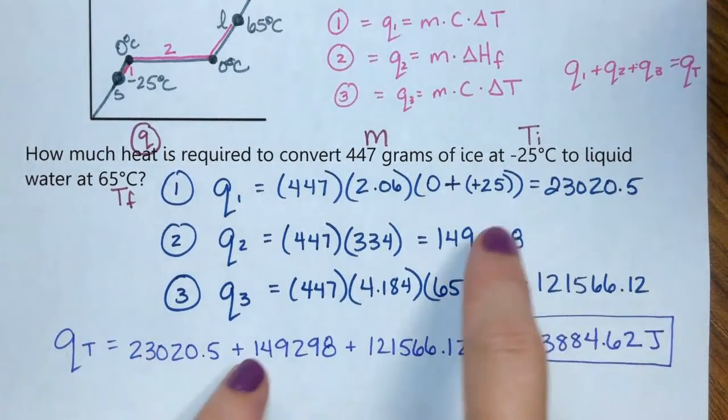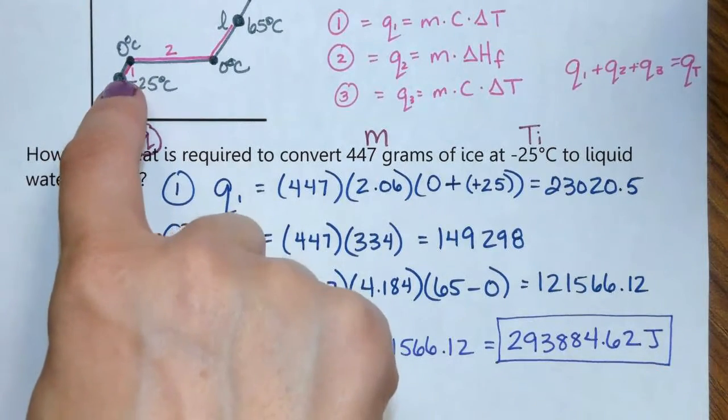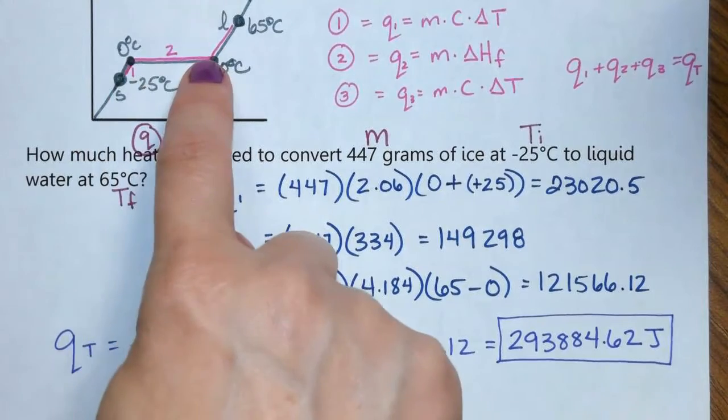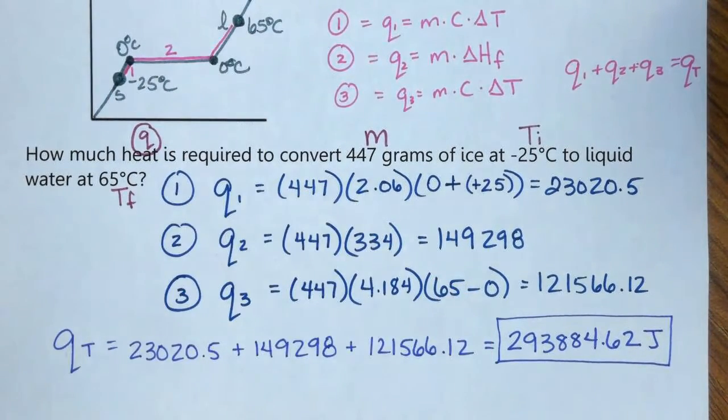And now to get my final answer, I want to add this plus this plus this. So when I take this plus this plus this, I get this grand total of energy that it's going to take to melt the solid, bring the solid to its melting point, melt it entirely, and then bring the liquid up to a temperature of 65 degrees Celsius.